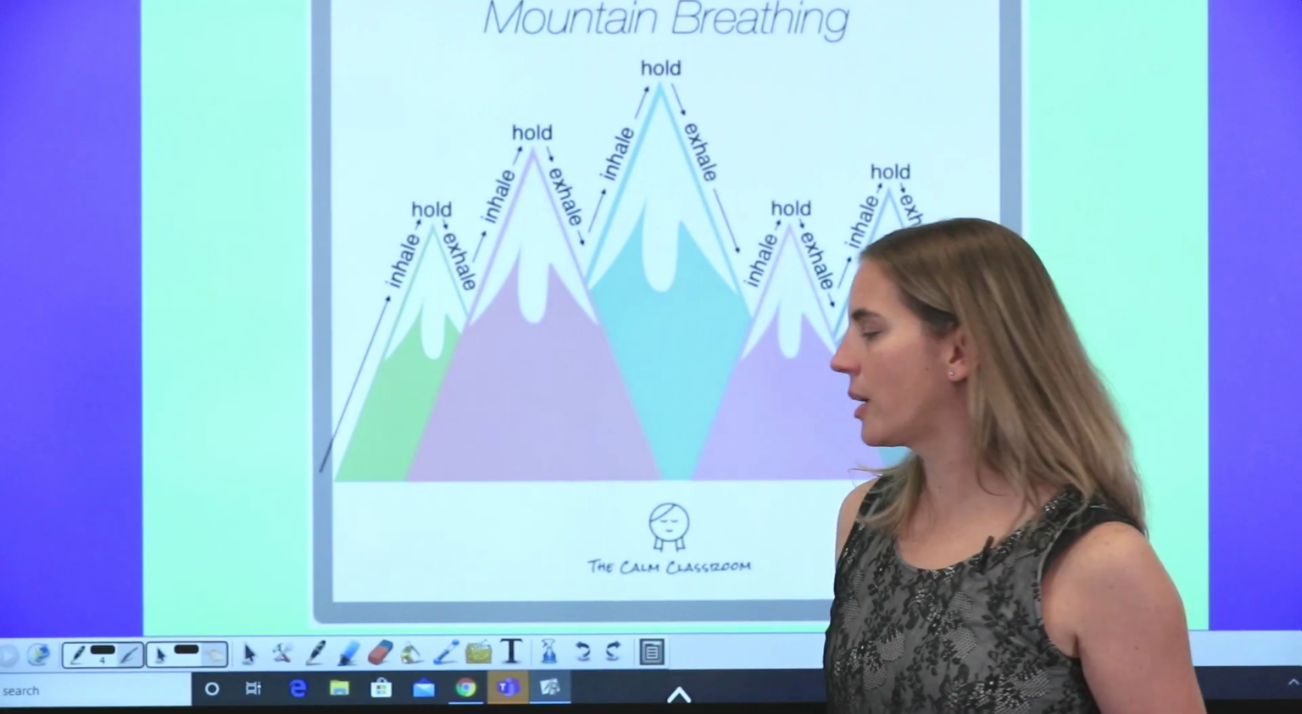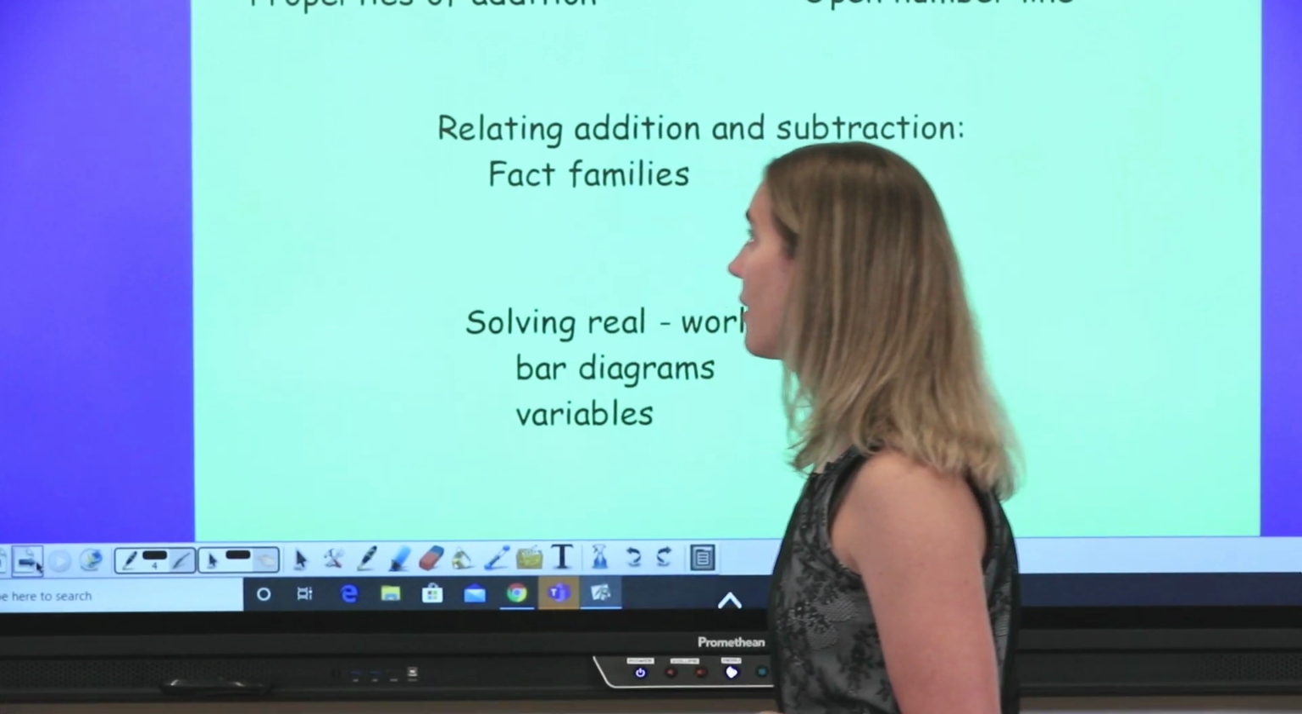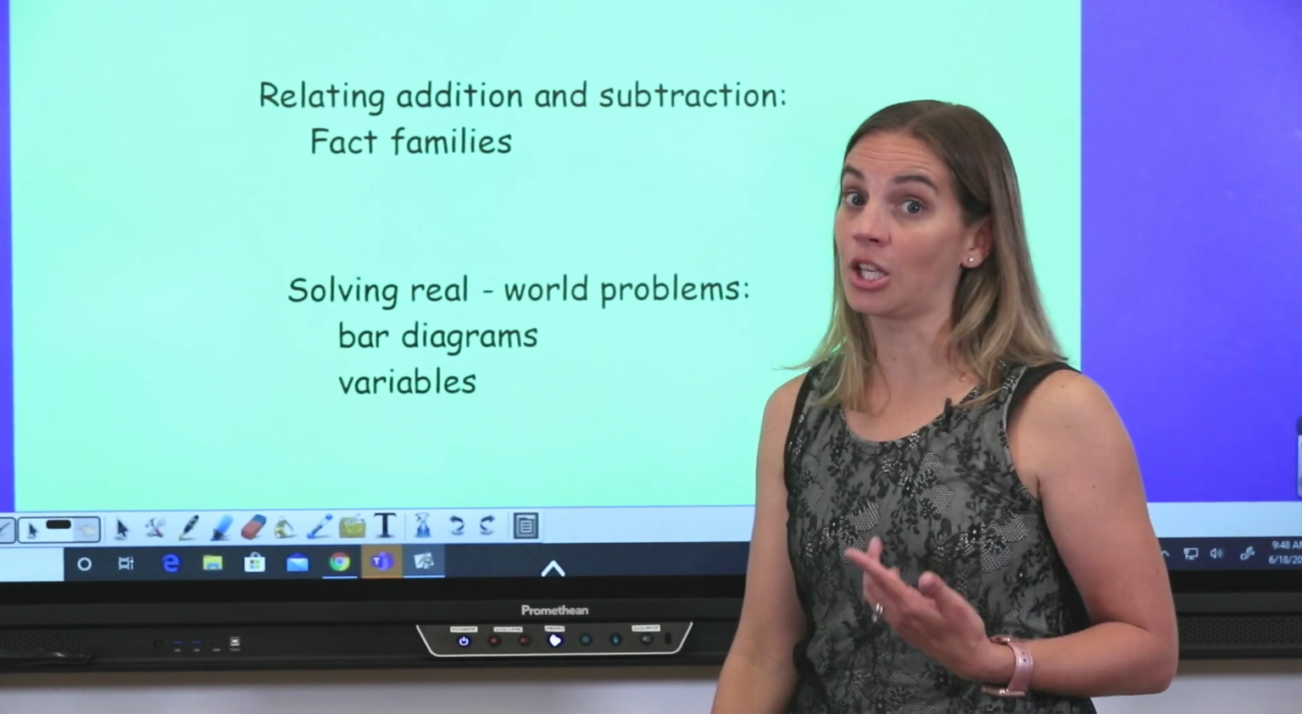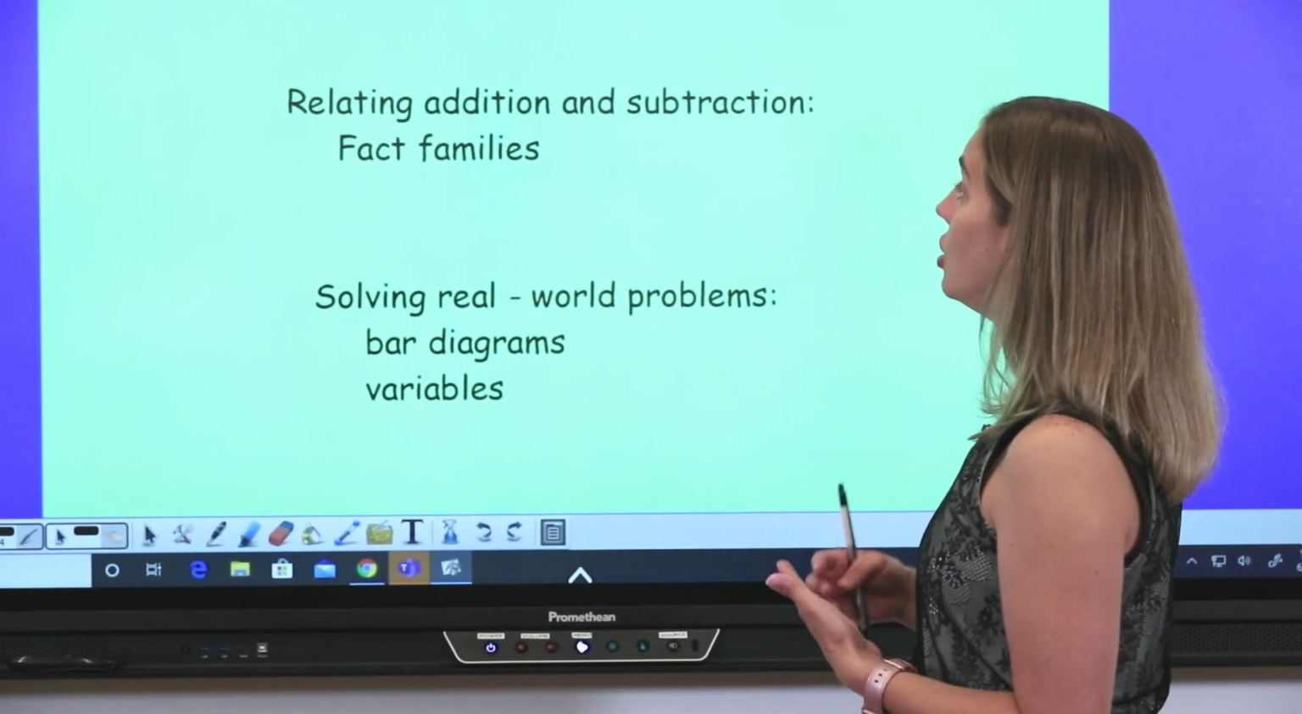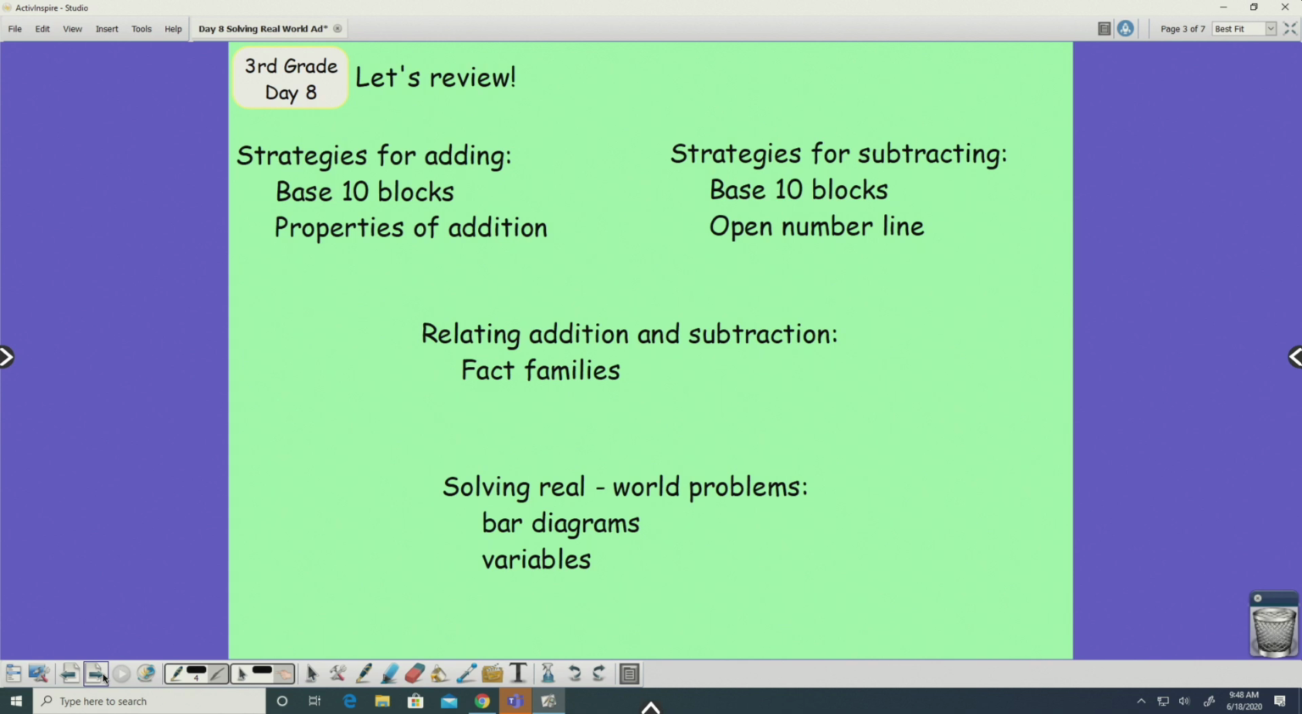Okay, let's take a quick second to review all of the math that we've done. Look at all of the things that you have done. You've used base 10 blocks to add. You've used properties of addition like commutative and associative. You've used base 10 blocks and open number lines to subtract. You've related addition and subtraction fact families.